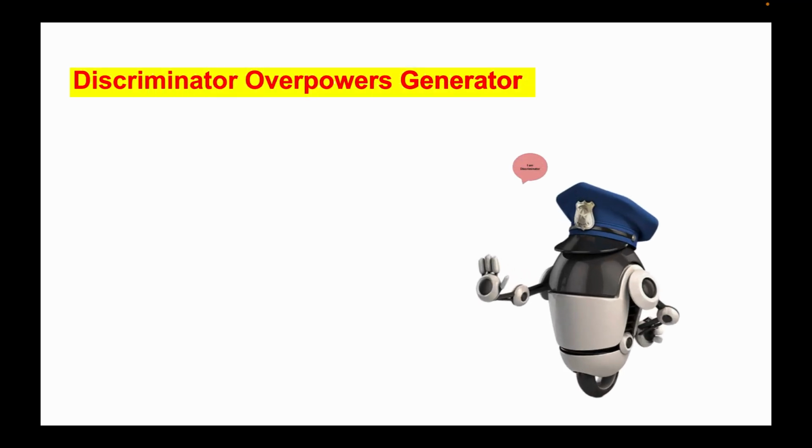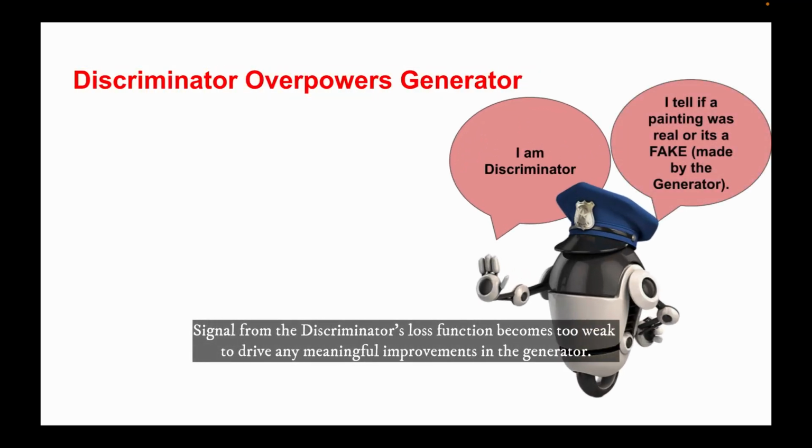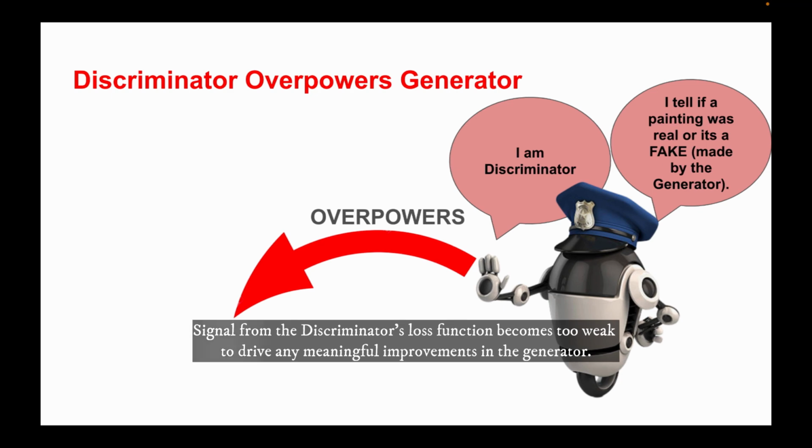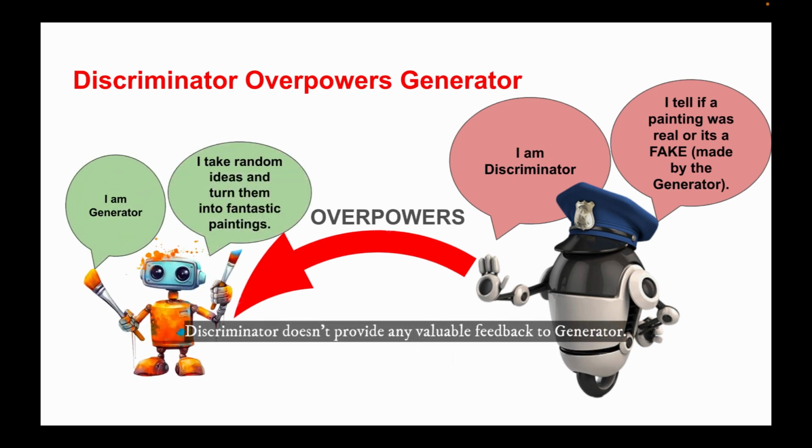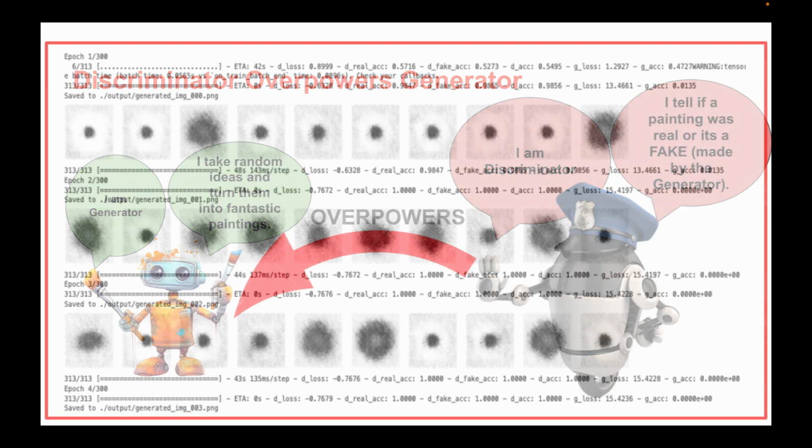The first major challenge is that the discriminator overpowers the generator. Now, in this case, the signal from the discriminator's loss function becomes too weak to drive any meaningful improvements in the generator. The discriminator does not provide any valuable feedback to the generator, and hence the generator will not improve. So let's observe this particular image.